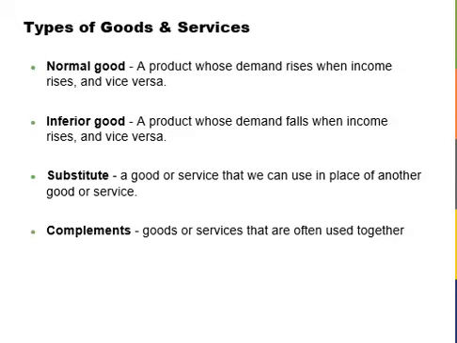Inferior good is a product whose demand falls when income rises and vice versa. For example, cheap ramen noodles in plastic cups. Students eat them a lot because that is what they can afford. When they graduate, have jobs, and earn a lot of money, they don't eat those cheap ramen noodle cups anymore. They can afford something more healthy and delicious.